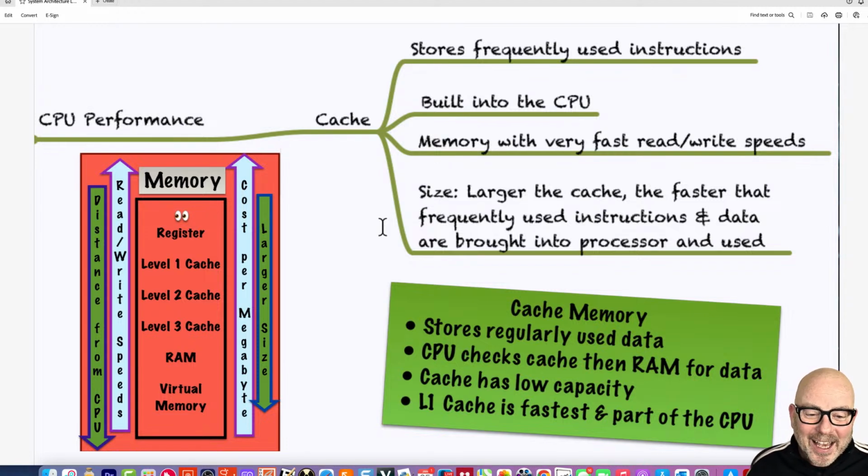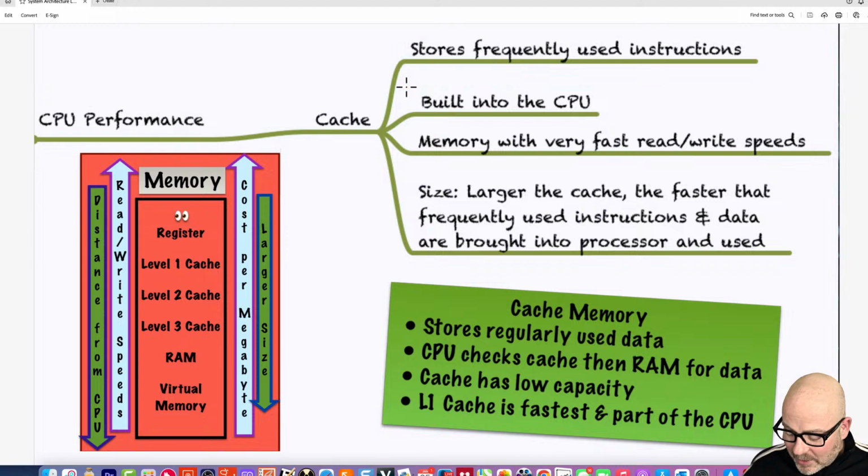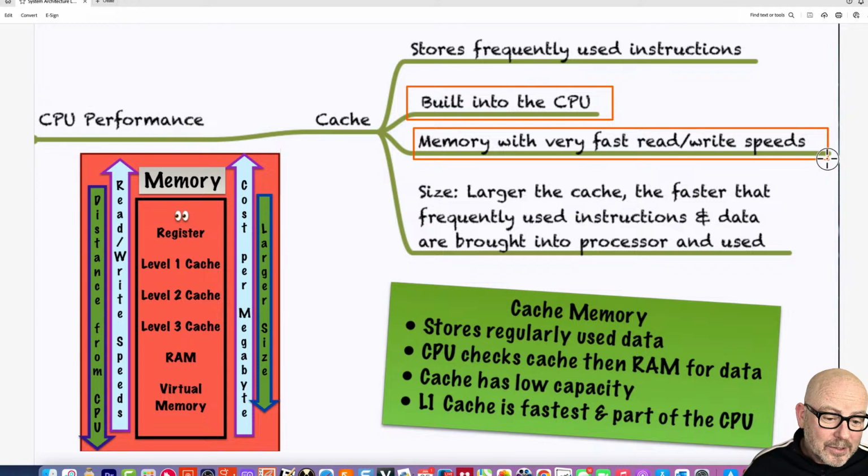CPU performance, cache. Cache stores frequently used instructions, frequently used data and instructions. If you just learn that, you will get 1 mark in your computer science exam. Fact. What else do we know about cache? Characteristics of cache. It's built into the CPU, okay? It is other characteristics, it's memory, and it's super fast. It's got super fast read-write speeds.